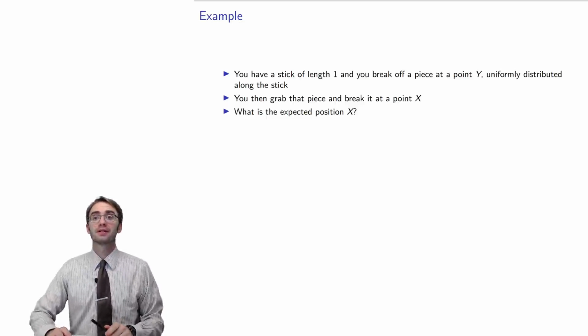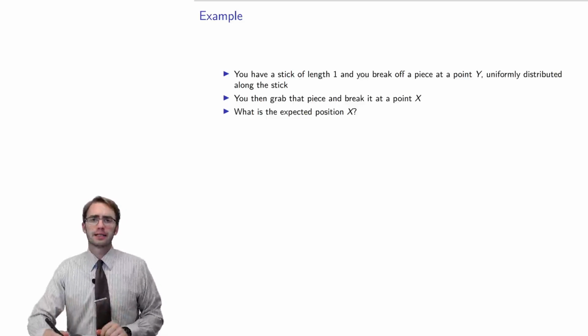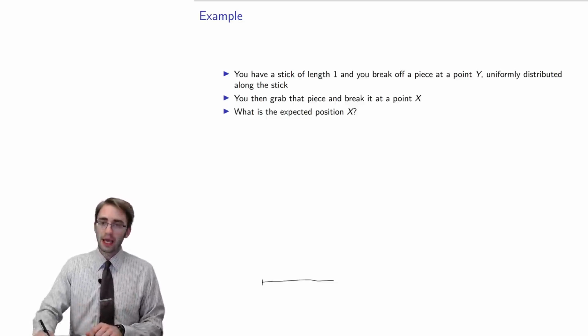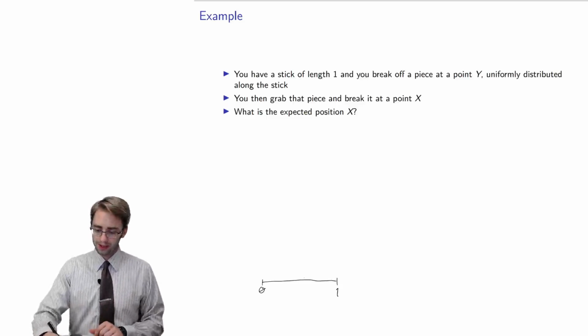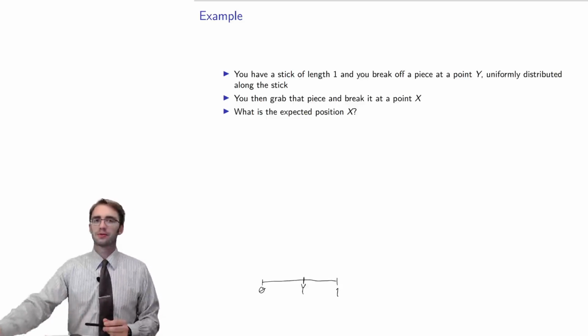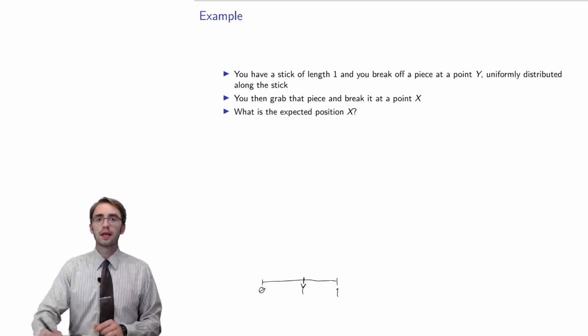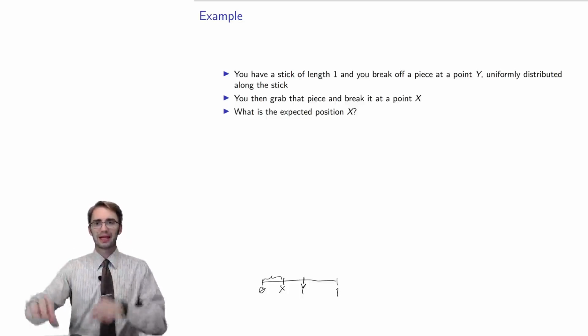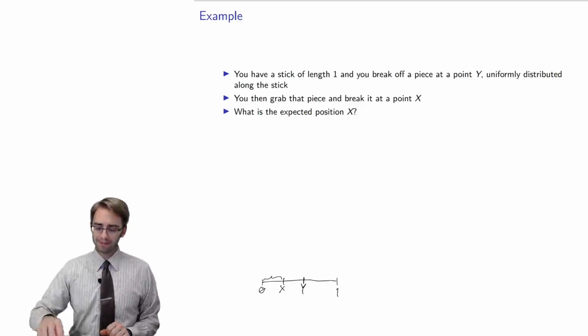Let's do a simple example here to illustrate conditional probability. As it says here, you have a stick of length 1. So we'll draw ourselves a stick here that goes from the interval 0 to 1. And you break it off at a point y. So you grab a point y uniformly selected between 0 and 1, and you mark it there. And now you're holding a stick in your hands that has a length y, and you break it somewhere at a point that we're calling x. And the question asks you, what is the expected position of x here? How big is the stick that's remaining after you break off 2 chunks of it?